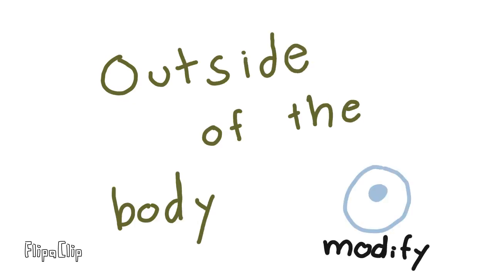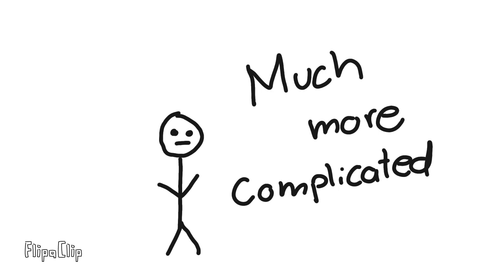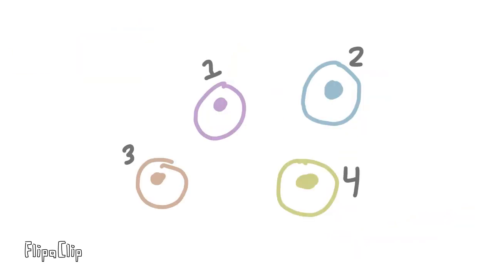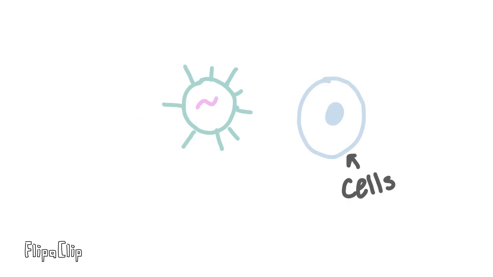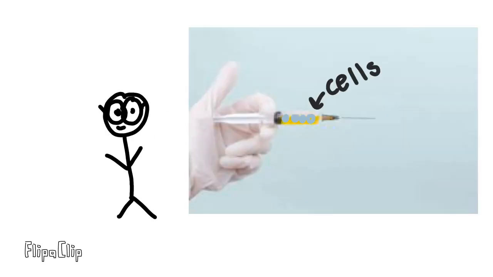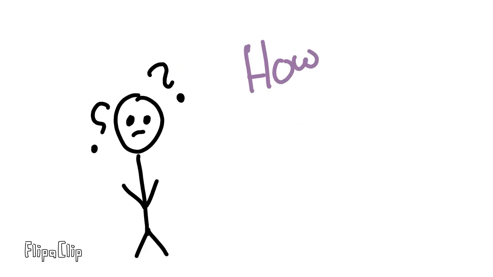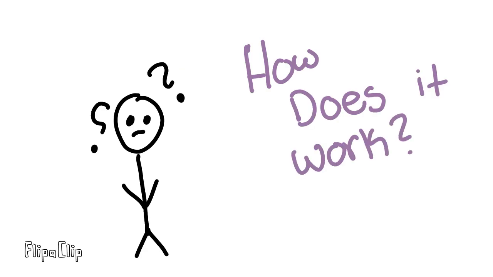Now, if a doctor wants to modify cells outside of the body, well, it's a lot more complicated. The doctor will take something like blood or bone marrow and separate specific cell types in a lab. The vector with the necessary gene will then be introduced to the cells. Then those cells are injected into the patient, and then they'll perform gene therapy. Wait, but how exactly does gene therapy work?